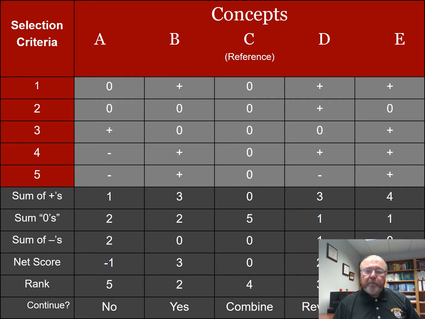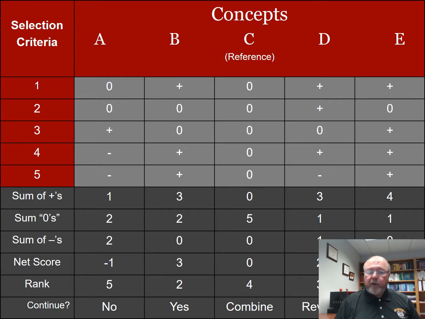So notice beneath, in the darkest gray part of this table, you see the sum of pluses, sum of zeros, sum of minuses, and then the net score. The net score would add up the zeros, pluses, and minuses. You see the rank. So for concept A, you see rank number 5. You had 5 concepts, A, B, C, D, E. Rank number 5 indicates that that was the lowest rated of the 5 concepts. And then beneath, you see a question. It says continue, question.